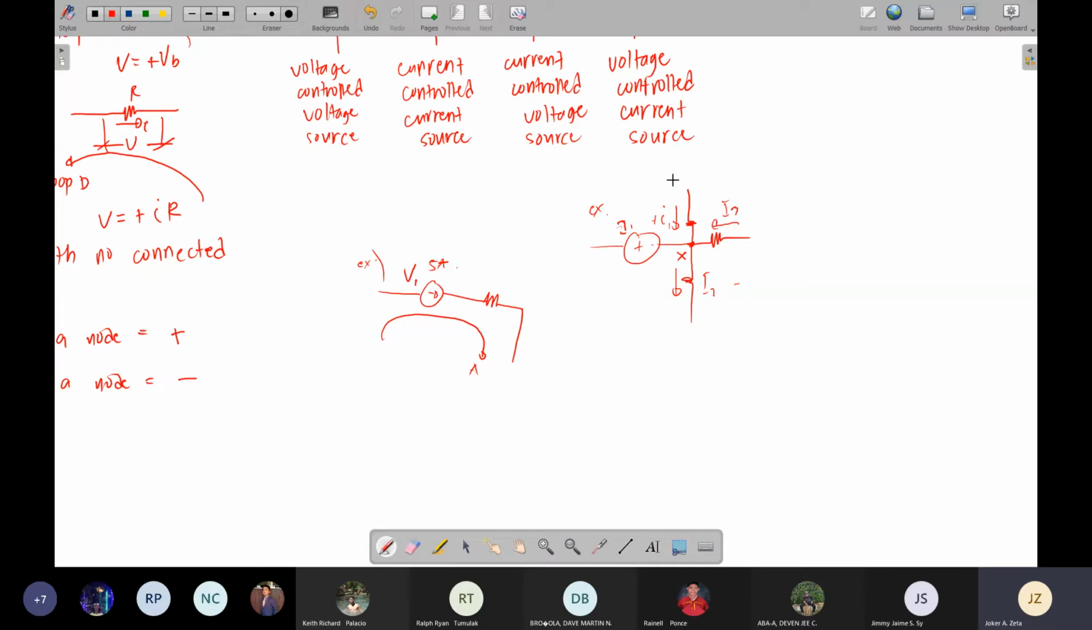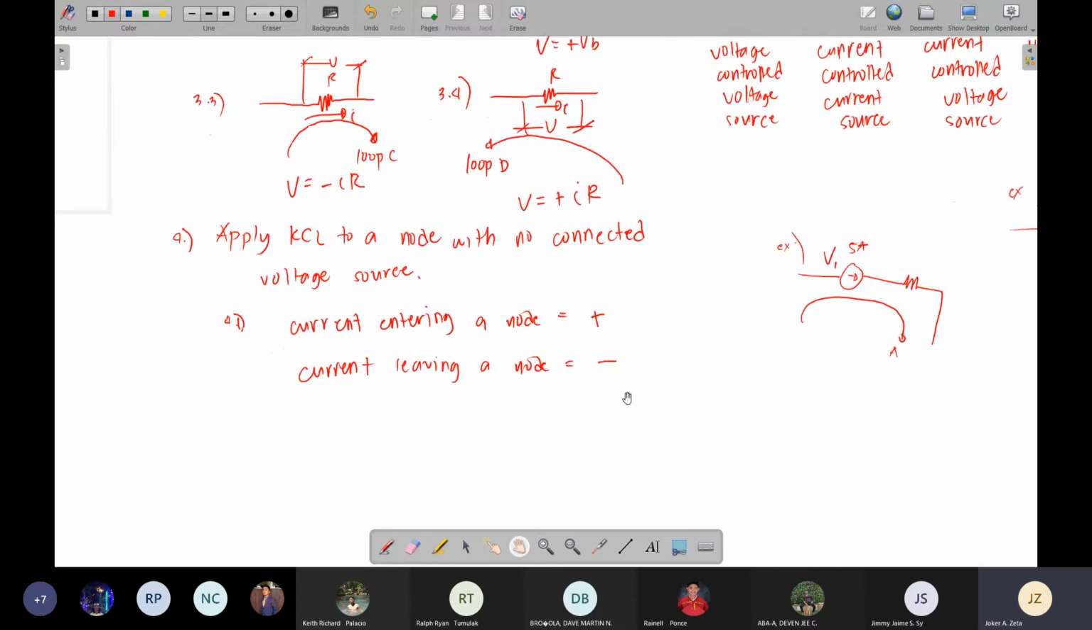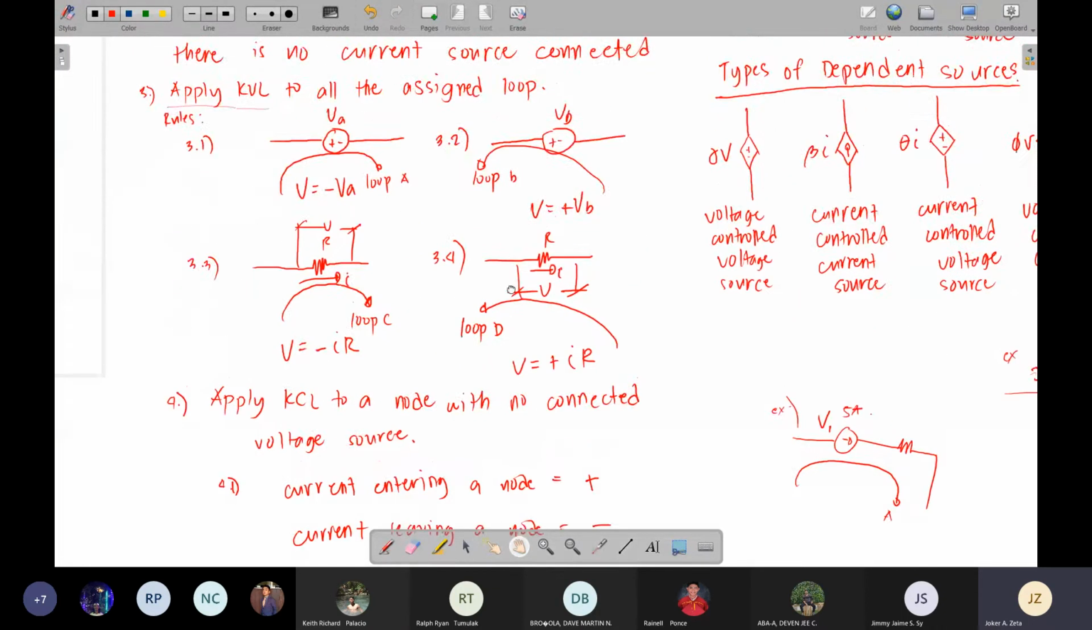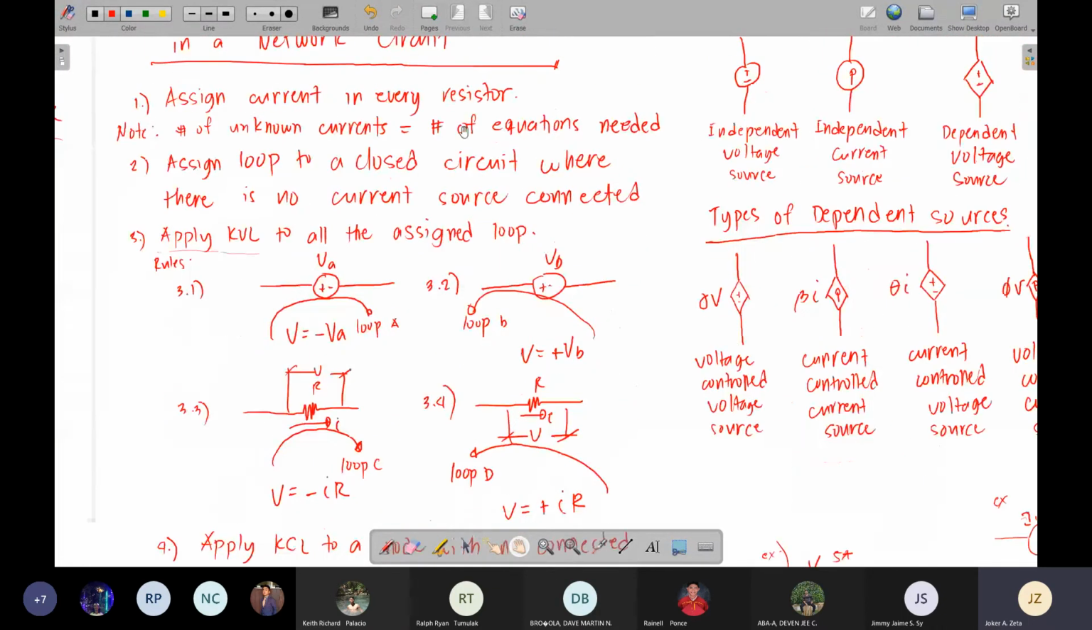Sa rule number 3 para dili ta maglisod. Okay, technically pwede naman pero musamot ka complicated ang atong trabaho. So ingana ang Kirchoff's Law. Okay? So after applying Kirchoff's Law, of course, makumpleto na nimo ang tanang requirements for tanang number of equations nga kailangan.